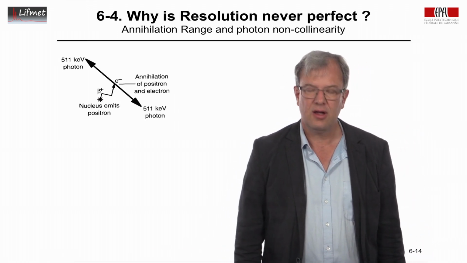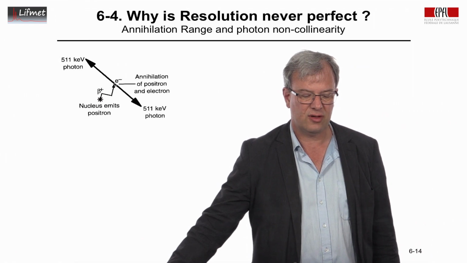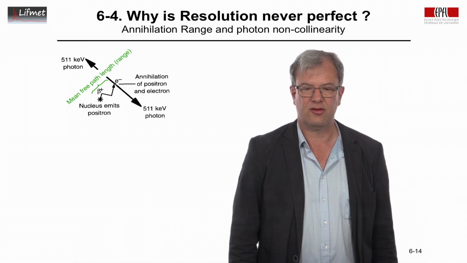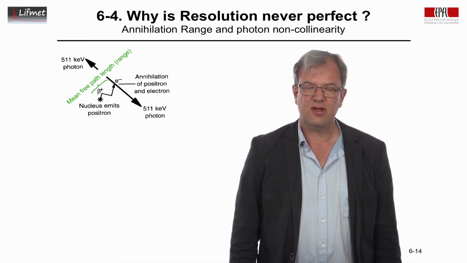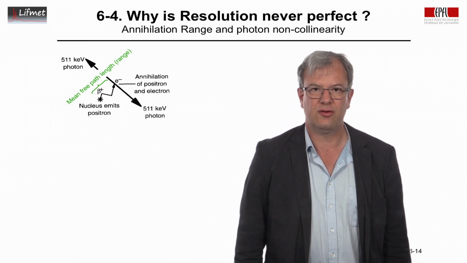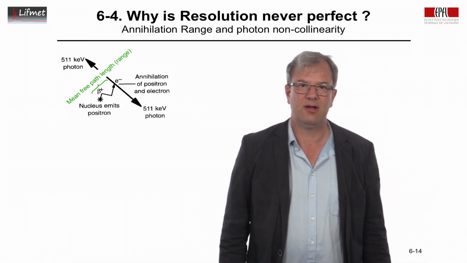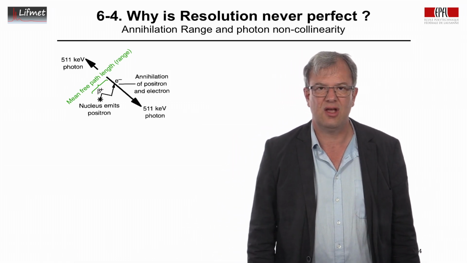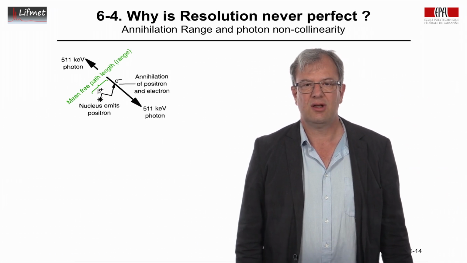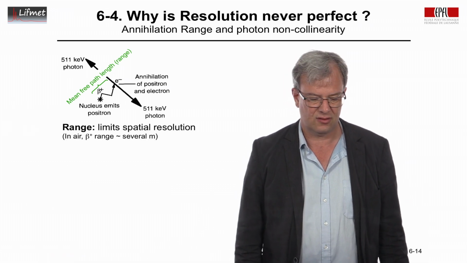We have the positron that's being emitted from the unstable parent nucleus. The positron diffuses, loses energy, and does the annihilation with an electron after a certain distance. And this distance here is called the mean free path length, or the positron range. And this range, there's nothing we can do about it. This range exists, it is there, it is non-zero, so the positron does not leave the nucleus and immediately annihilate with an electron, it takes some distance.